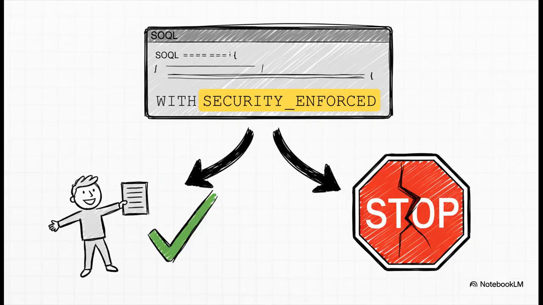For reading data, seriously, it's this easy. You just add the phrase WITH SECURITY_ENFORCED to the end of your query. Now, here's the key part. If the user running this code doesn't have permission to see the account object, or even just the phone field, this query doesn't just fail silently, it stops everything and throws a security exception. It's a fantastic, super clear way to enforce read access.